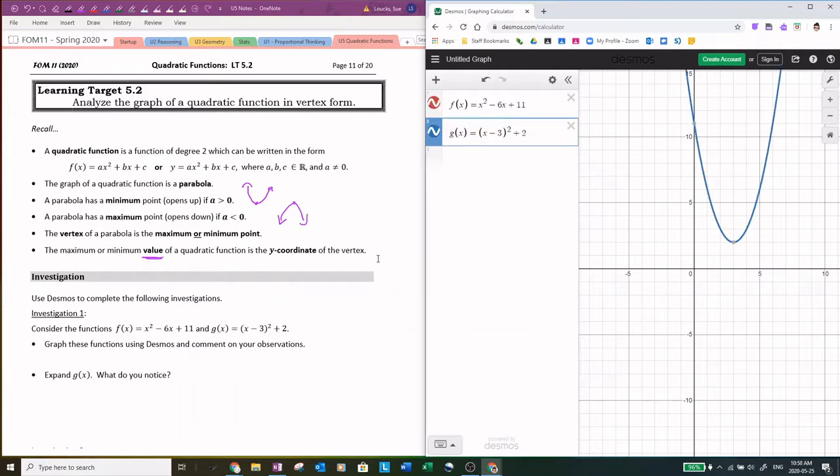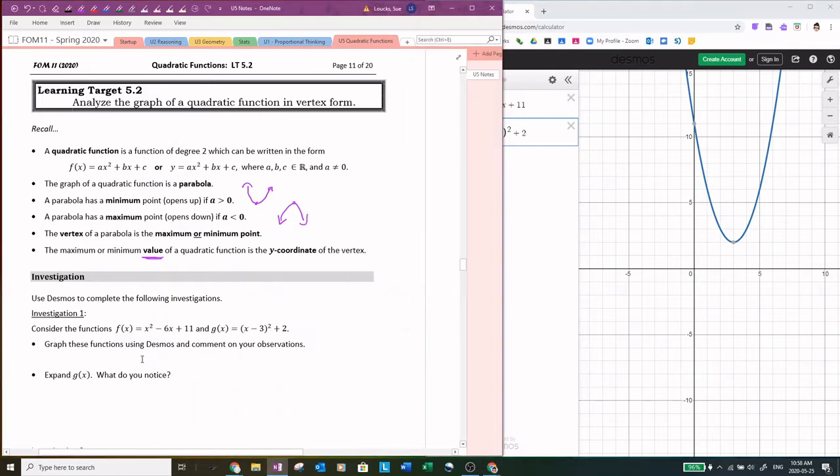Well, hopefully what you noticed is that these are the exact same graph. If I click on this little blue circle here, it makes the blue line disappear. So I can see that the blue line is directly over top of the red line, and those two functions are exactly the same. Okay, so let's just record that over here. They are identical graphs.